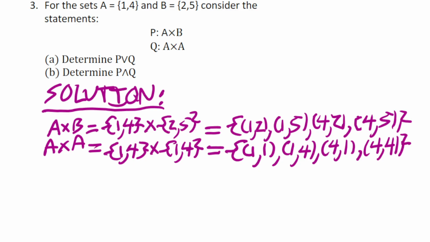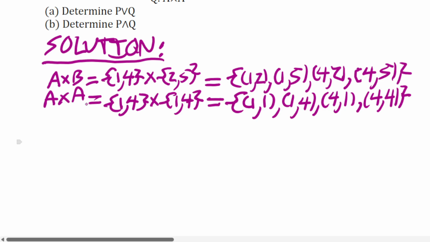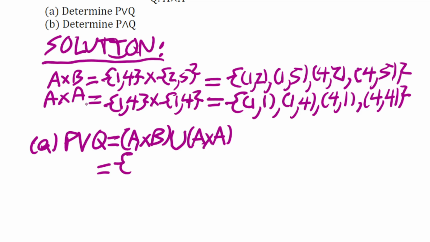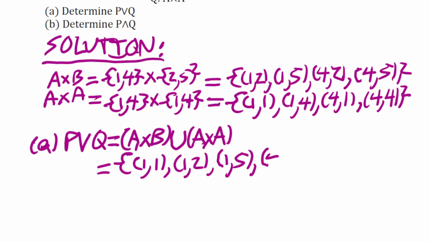All right, so P disjunction Q is going to be equal to the union of the two Cartesian products. So that's going to be equal to all the ordered pairs in all the sets. And I don't believe any of them repeat, so we'll have to write every single one of them out.